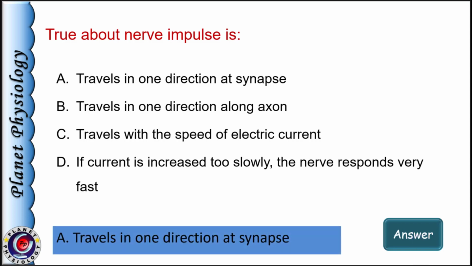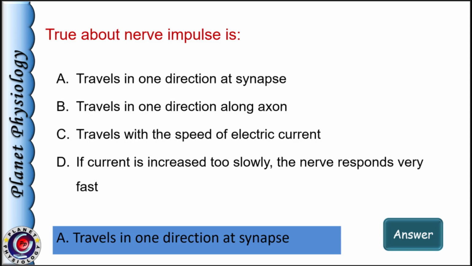It travels in one direction at synapse. If the axon is stimulated in the middle, impulse can travel in both the directions. But the antidromic or retrograde impulses die out at the first synapse itself. Velocity of impulse conduction is much slower than that of electric current and ranges between 0.5 to 120 meters per second depending upon the diameter and myelination status of the fiber. And if current is increased very slowly, nerve fibers do not generate impulses, and this property is known as accommodation. So the correct answer is option A. It travels in one direction at synapse.